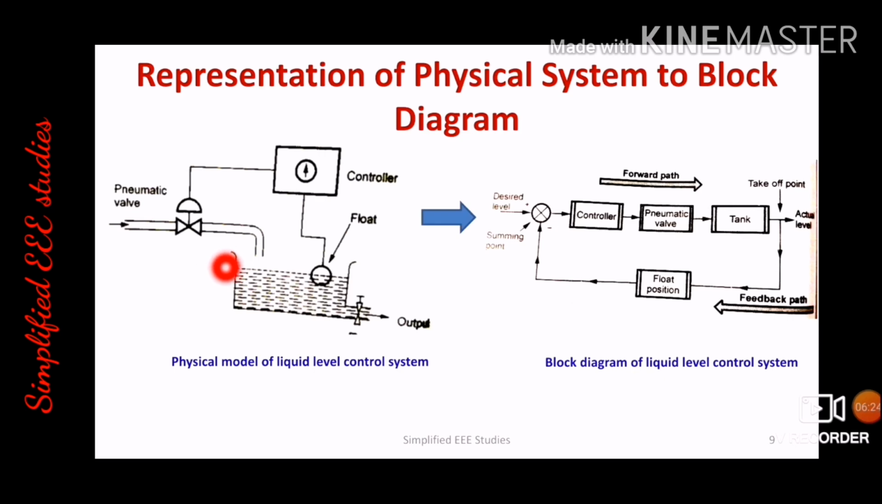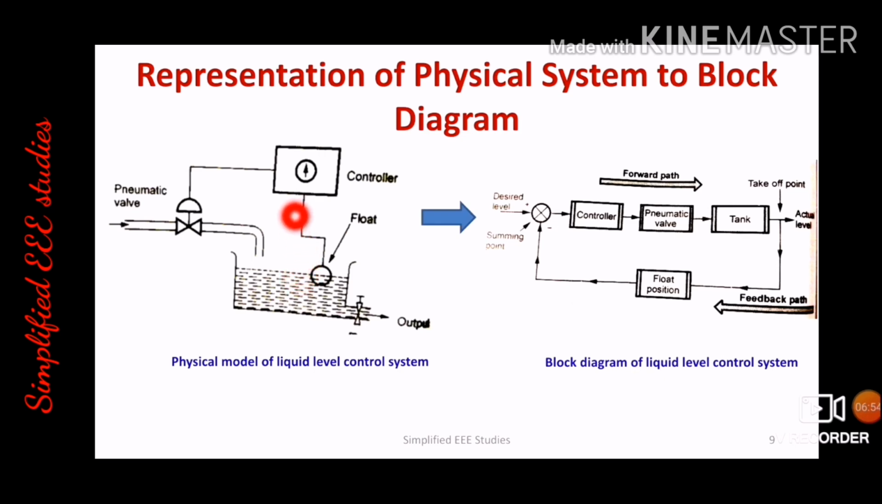Here you can see your tank, the water tank. The water tank is your system. Your goal is to maintain a desired height in the water tank. Water should be maintained at the desired height. Now, to check the desired height, we have an element known as a float. By using the float, we can determine the water level.